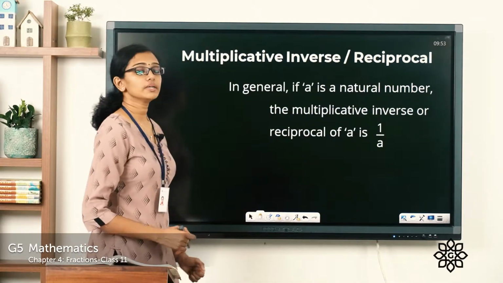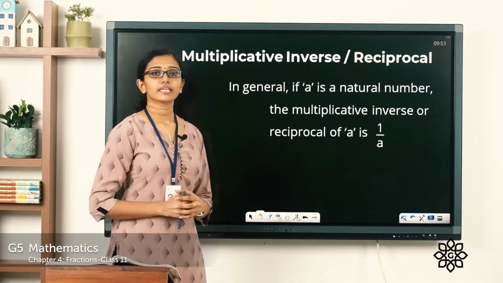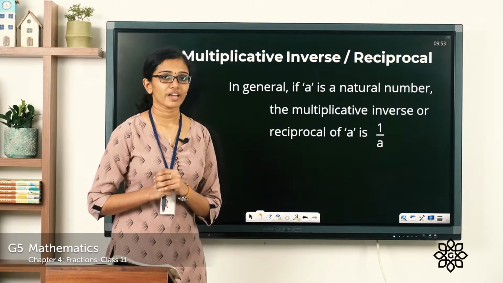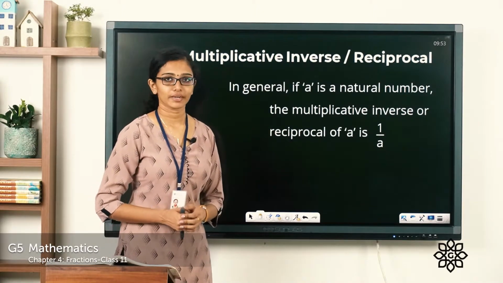So, in general, we can say if a is a natural number, the multiplicative inverse or the reciprocal of a is 1 by a, which is 1 by the given number.